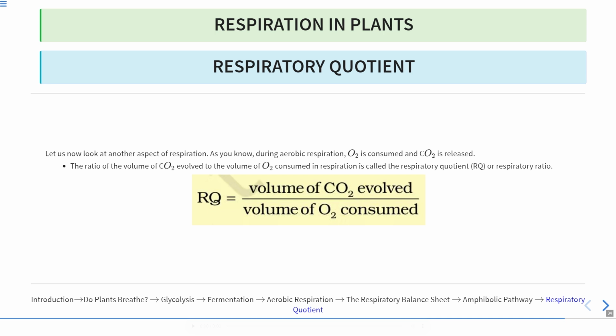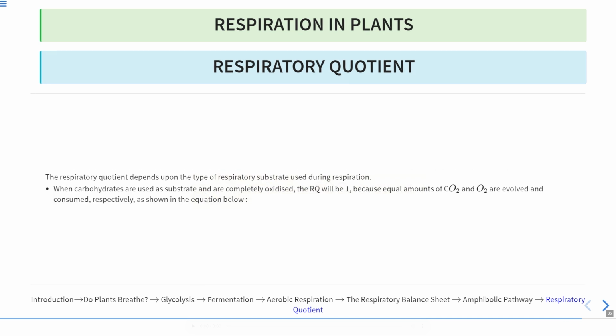So respiratory ratio or quotient can be understood as the volume of CO2 evolved in the reaction. Okay, how much carbon dioxide is evolved is divided by the volume of O2 consumed. How much O2 is consumed. Okay, so this will give the RQ value. The respiratory quotient depends upon the type of respiratory substrate used during the respiration. Okay, so it is very different in the different types of substrate that has been used in the process of respiration.